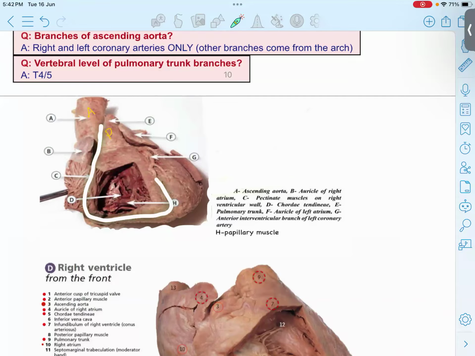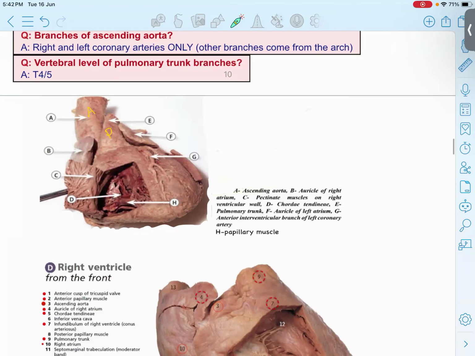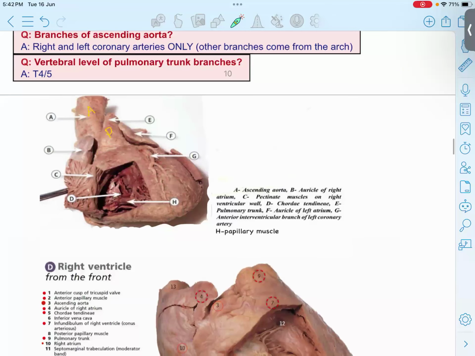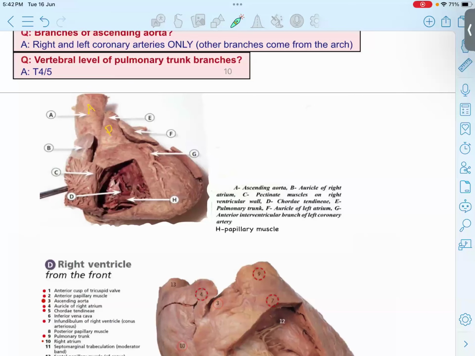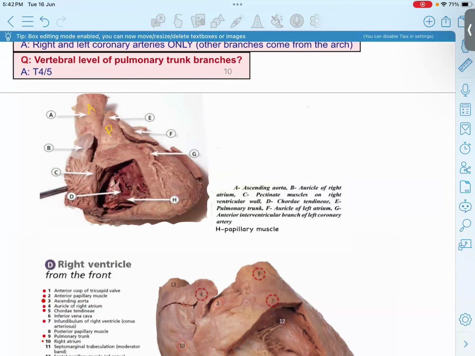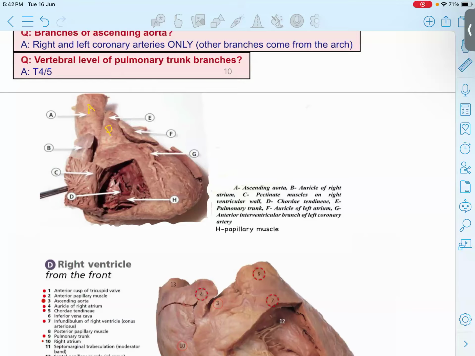This pot-like structure is the right ventricle, then what is B? This extended part of the right atrium is called the auricle of right atrium, B. Here C is pectinate muscle, D is chorda tendineae, and H is papillary muscle. G is the anterior interventricular branch of left coronary artery. It will be clearer when I teach you the arterial supply of the heart. Don't worry.